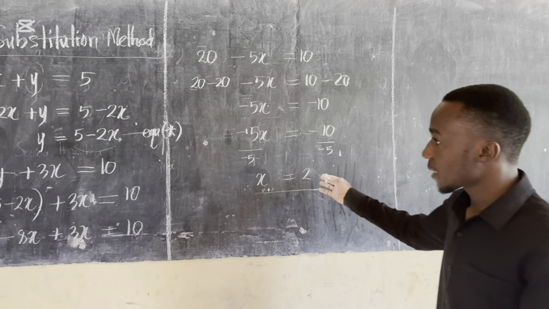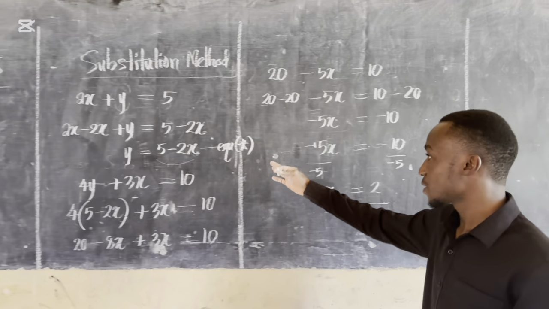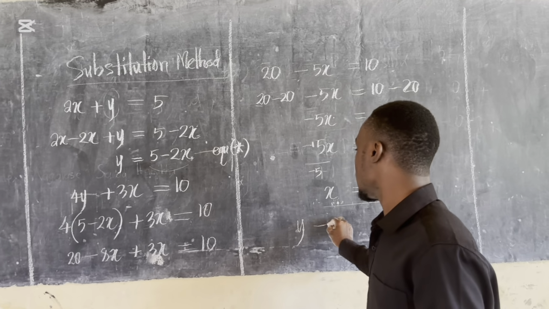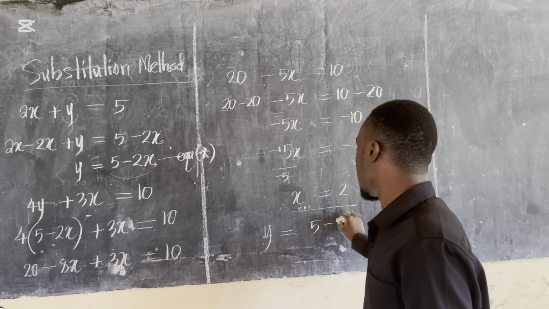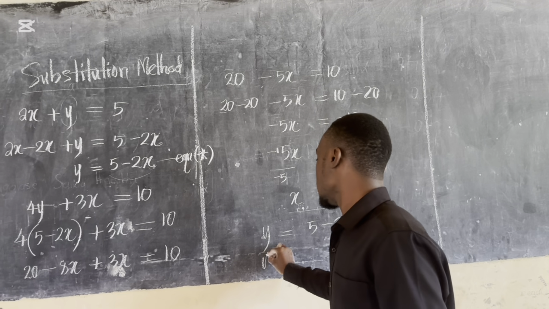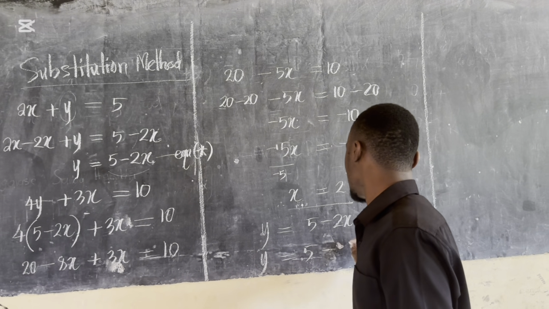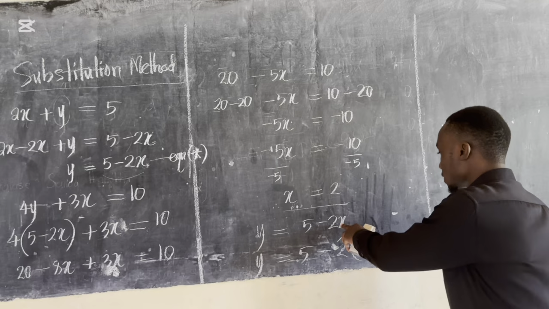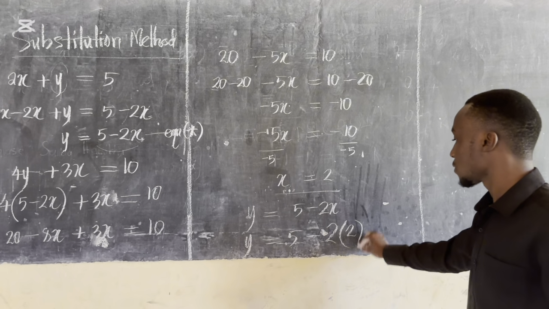And after getting our x, we shall now go to equation star, and we say that our y is 5 minus 2x. And now our y is 5 minus 2. Where I'm having x, I will put there a 2.